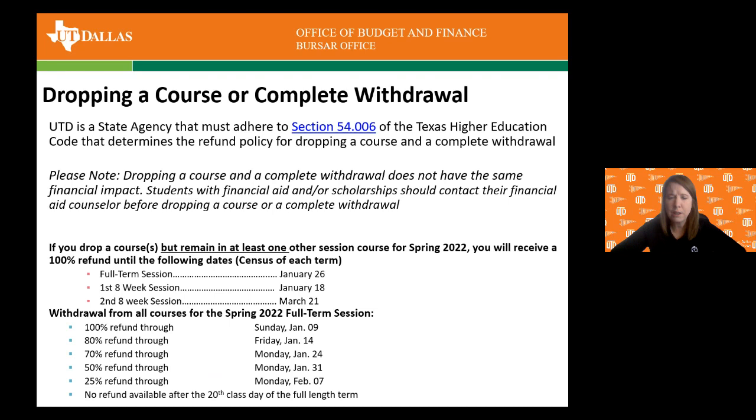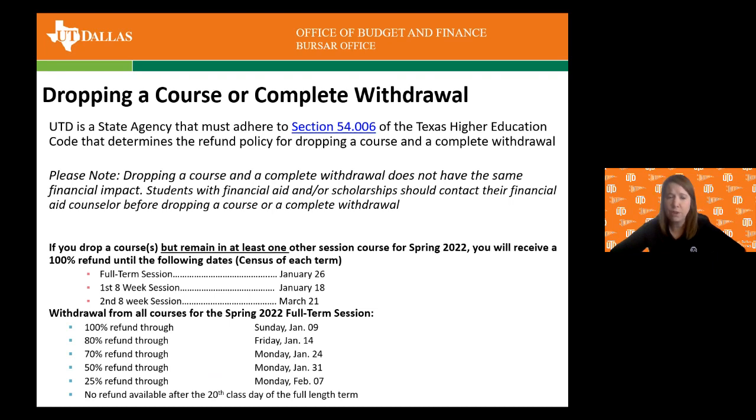If you're just dropping a class, usually you can have all the way through the census day to make that decision. So again, you're at 9 hours, you want to go down to 6 hours, maybe there's a class you're not sure about. You can have all the way to census day to do that. However, if you're going to completely withdraw from all of your classes for that semester, you need to do that before the first day of class.